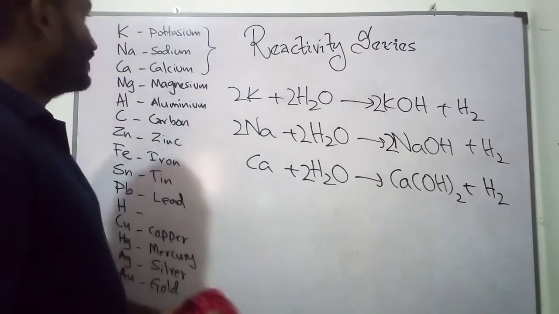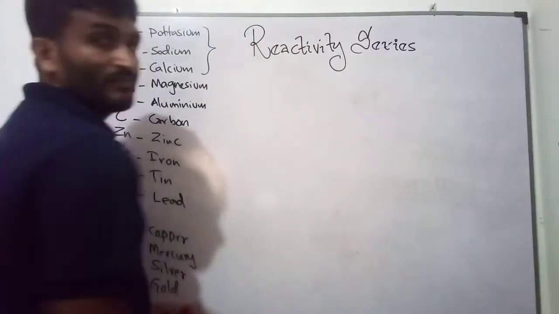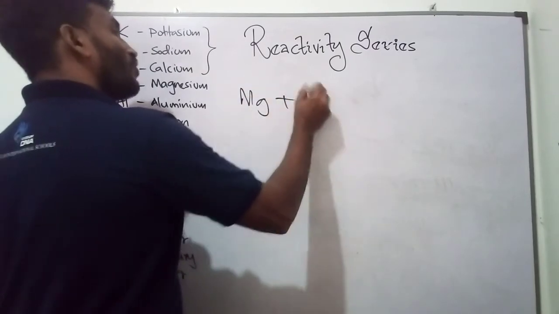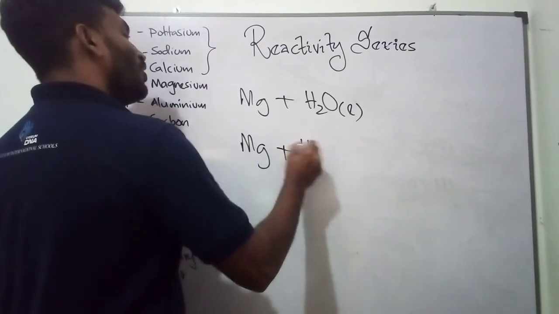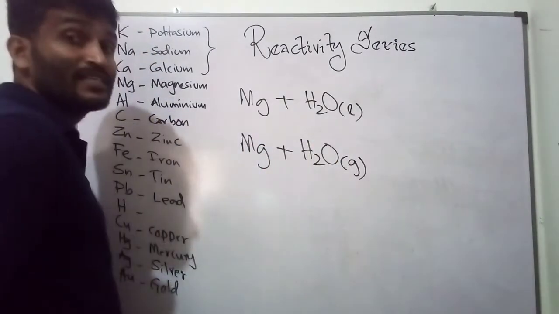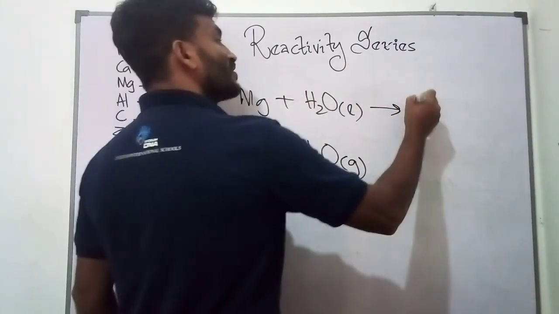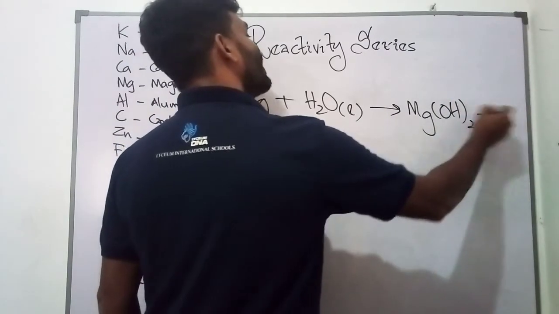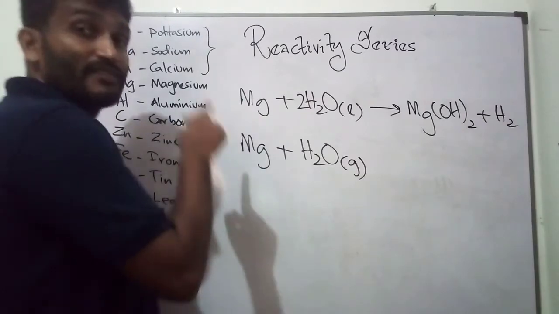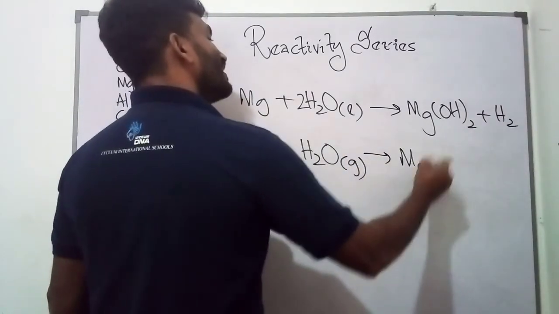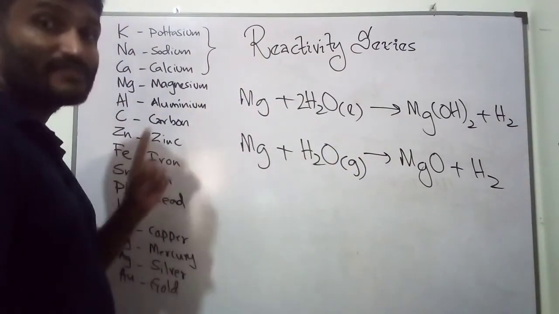Then after that, magnesium reacts differently with water. Magnesium can react with both cold water, that means liquid H2O, and also with hot water, that is H2O gas, which is steam. When magnesium reacts with cold water, it gives magnesium hydroxide and hydrogen. When it reacts with hot water, it gives magnesium oxide and hydrogen. This is very important.